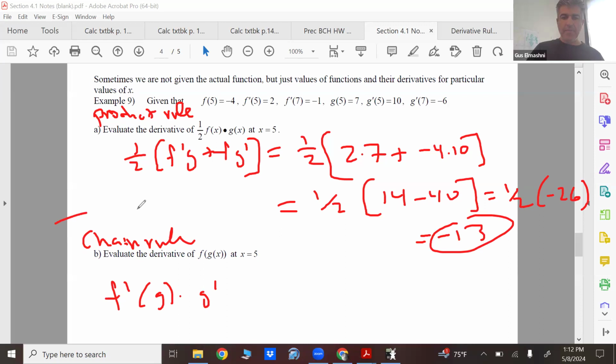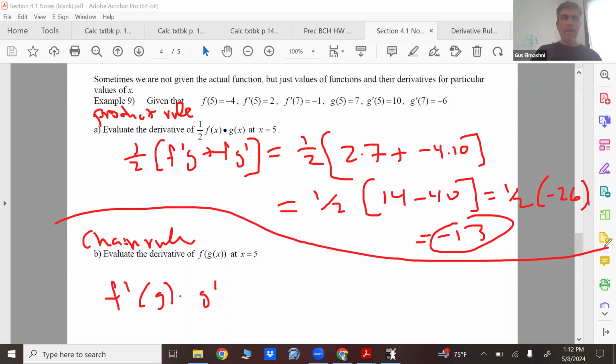You get negative 13. Yeah, there's 3 functions multiplied. Ooh, good question. You have like 2 steps of product rule. Yeah, you would. I'm gonna put that on your test. I like that. Okay.